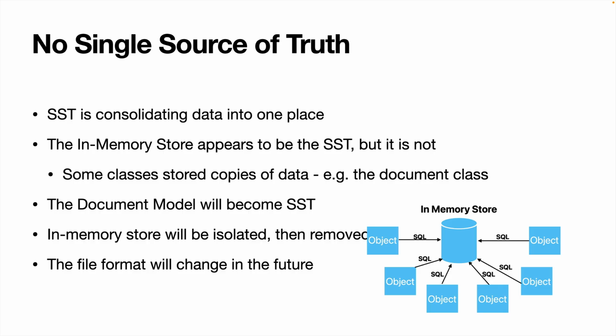Now, the goal here is that we have this document model and this other design that will become the single source of truth, and we're always going to be talking to that document model to update the data and to display the data. But we're not there yet. Our goal, though, is to take this in-memory store, isolate it as much as possible, and then get rid of it out of the app. And based on all of this, we're going to have to come up with a new file format in the future if we're going to continue. So SQLite is a nice tool, but it may not be the right tool for this project, at least not in the modern state.